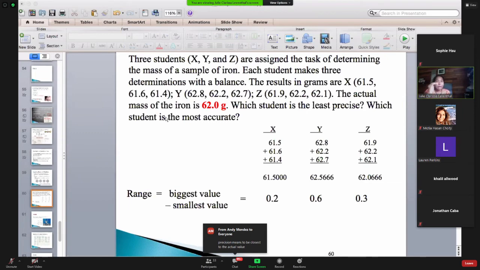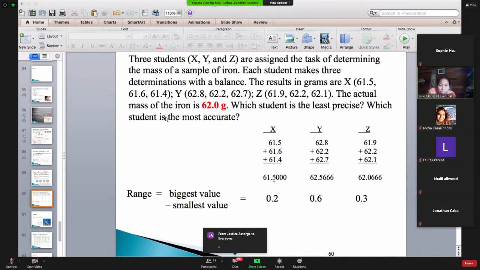So close to the actual value, that is accuracy. So closest to the actual value, which is 62 grams, would be what? Which would be the most accurate then, based on Lauren's definition of accuracy and precision? Which would be the most accurate measurements? What do you look for? Which is closest to the actual value? The actual value is 62 grams.